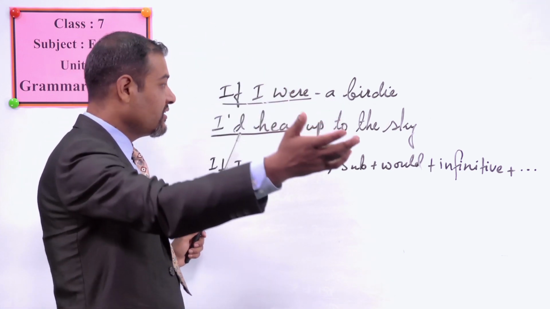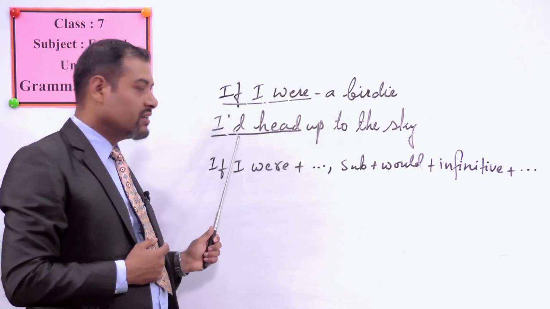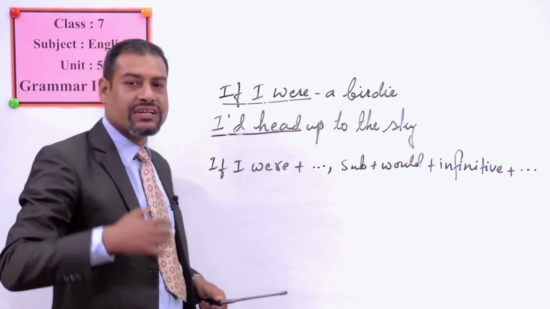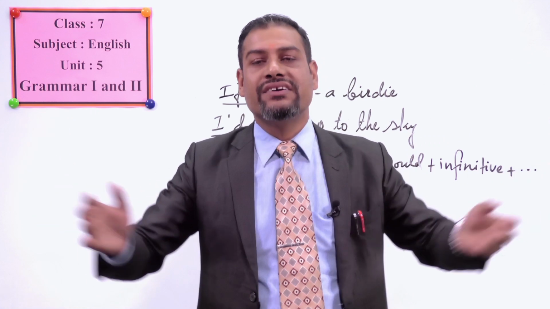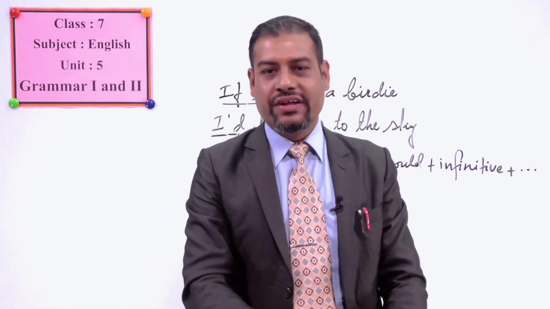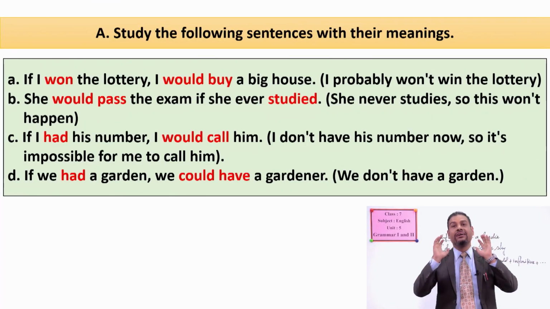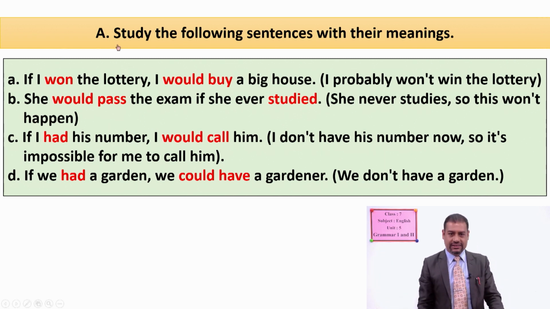And in our another part, you can find I would head up to the sky: subject plus would plus infinitive. This structure is used to express the idea which is imaginary. Is it clear, all of you? Well, if so, now you have to study these sentences to understand clearly. Now, all of you read out these sentences. Study the following sentences with their meanings.